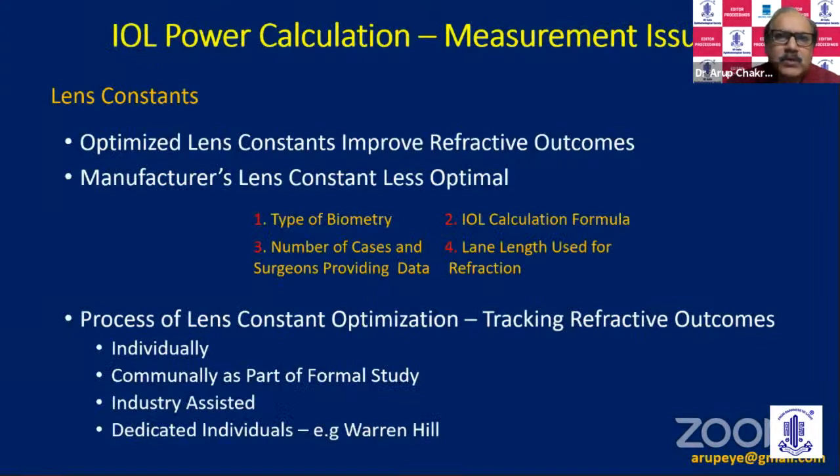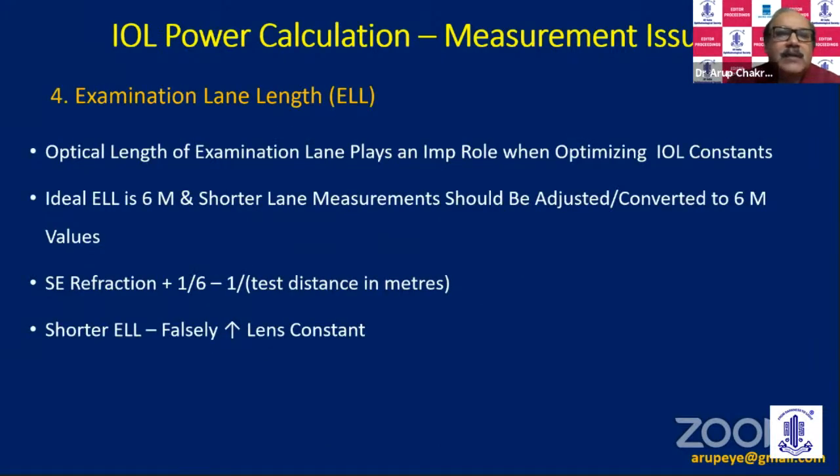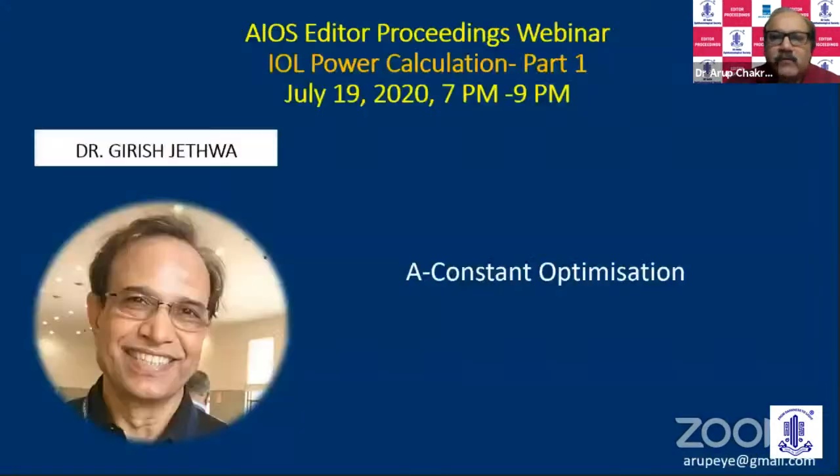See, even if you use the most sophisticated equipment and the best formula, if your lens constants are not fine and not properly done, you lose the game. Your results are going to be very, very inaccurate. And the importance of examination length also has been driven home. We have realized that if you have the length of more than 4 meters, it is okay. Anything less than that, you have to use a particular formula to find out the spherical equivalent refraction for the patient. And we'll have none other than Dr. Girish Jetwa talking to us about A constant optimization.